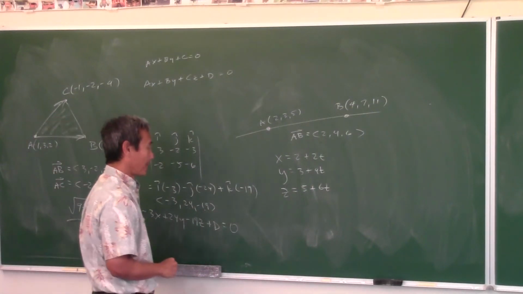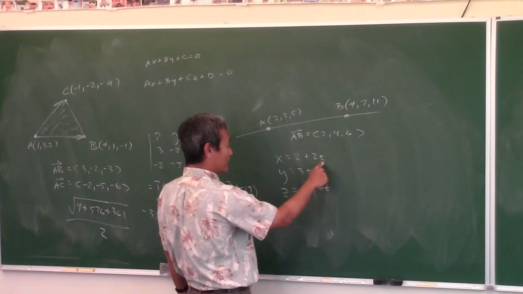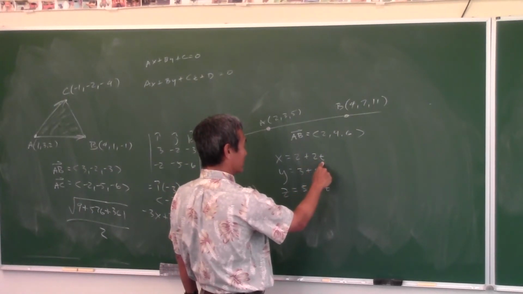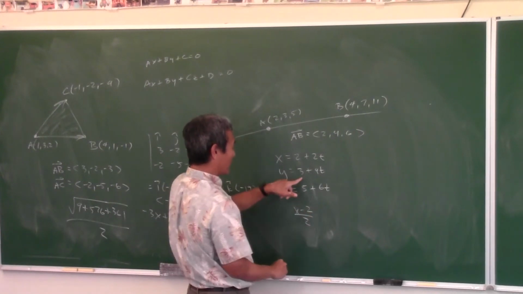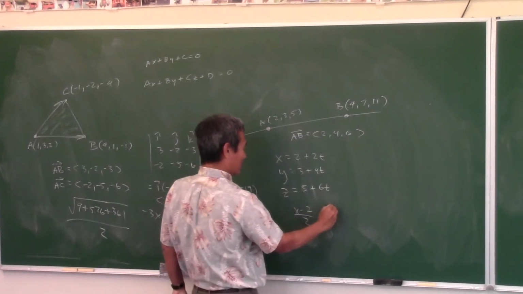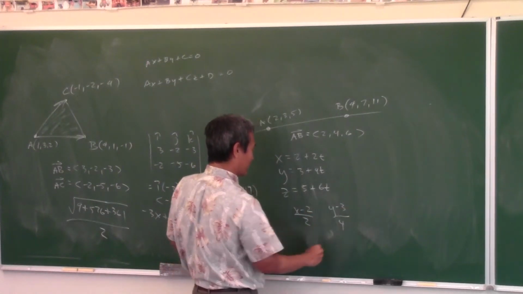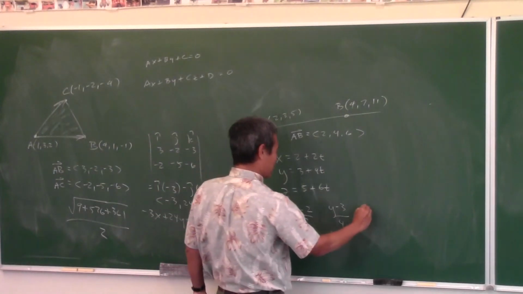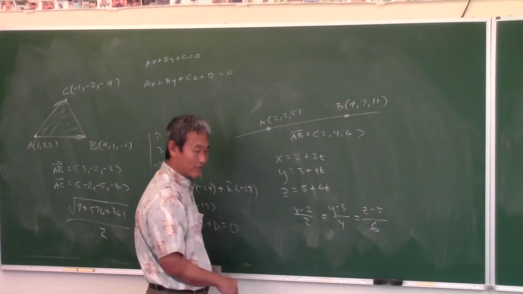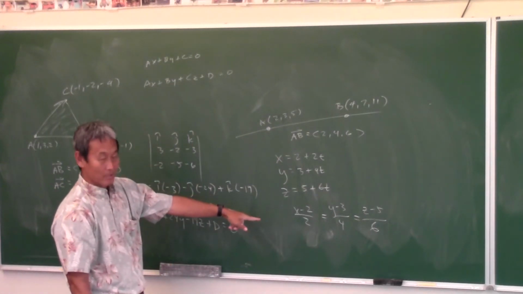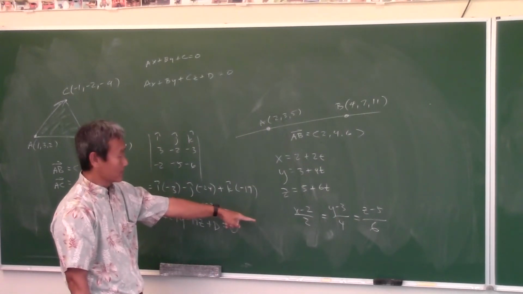Why don't you solve for t? Yeah, so what you do is you solve for t in this equation. What is t equal to? Let's see if we can do it in our head. Half x minus 1, x minus 2 over 2. Solve for t in this equation: y minus 3 over 4. And then solve for t in this z equation: z minus 5 over 6. And then since t equals t equals t, you equate them. There you go. This is what the equation of a line looks like in 3 dimensions.